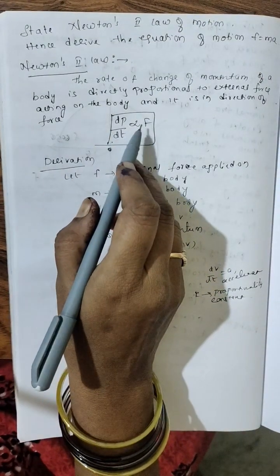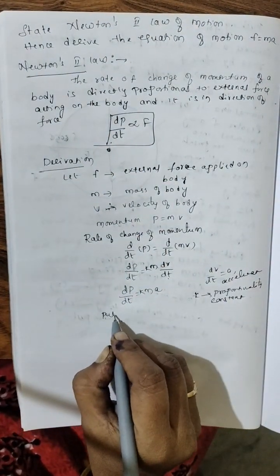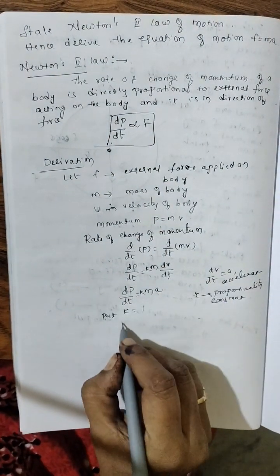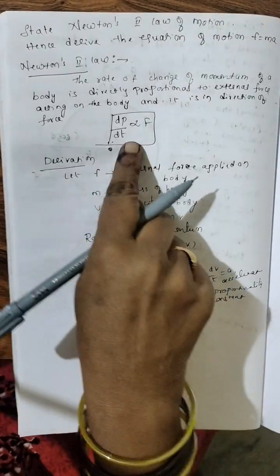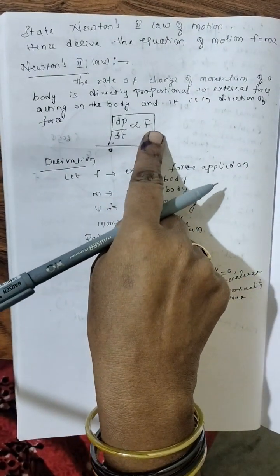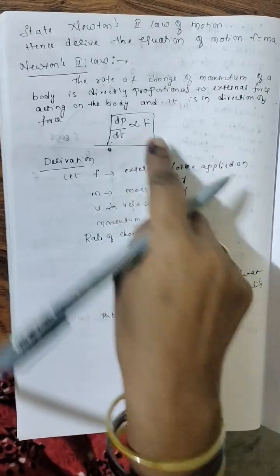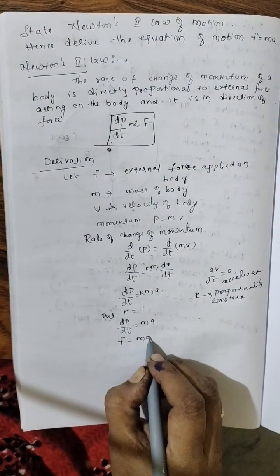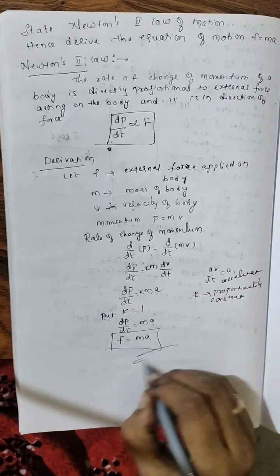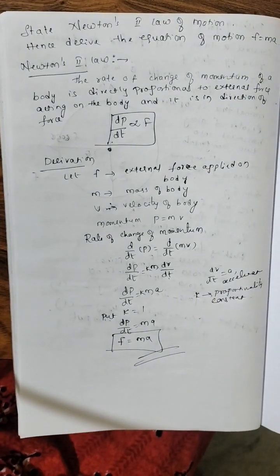Now from equation 1, put k equal to 1. dp by dt is equal to ma. From here, dp by dt is nothing but, from Newton's second law, force. Substitute F equal to ma. So hence derived, F equal to ma.